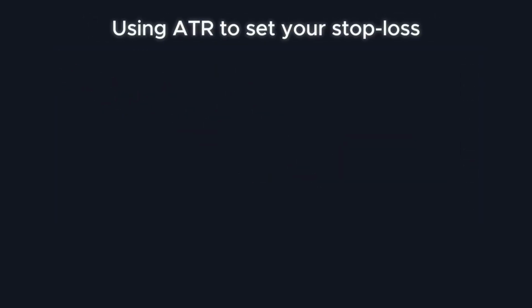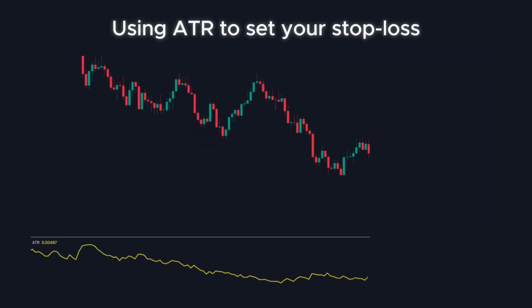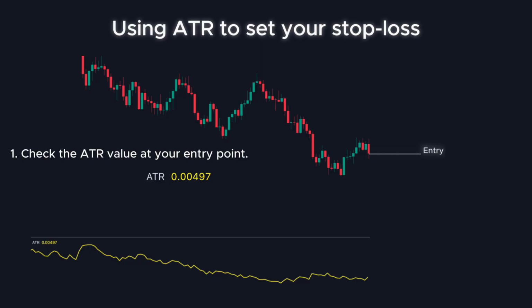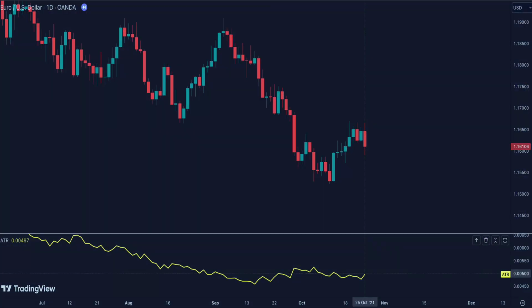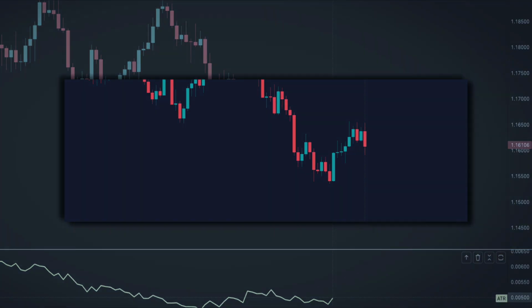Using ATR to set your stop loss is simple. Here is how to do it. 1. Check the ATR value at your entry point. Hover your mouse over your entry candle to see the ATR value. Another way to see the ATR value is to move down from the candle and hold it at the end of the ATR line to see the ATR value from the right side of the chart.